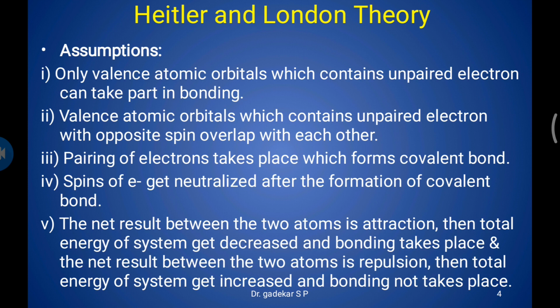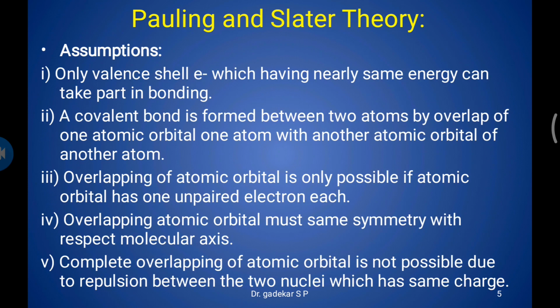Suppose an inert gas element, helium. Two helium atoms interact with each other and the repulsion and energy increase, so that's why bonding does not take place. Okay. Suppose two hydrogen atoms interact with each other and decrease the energy.